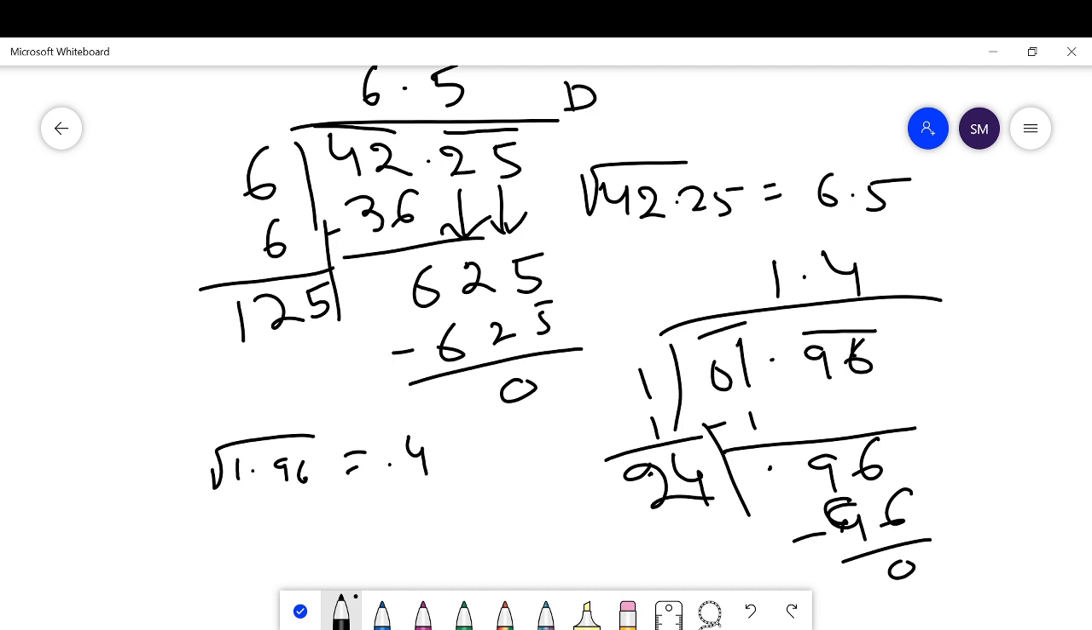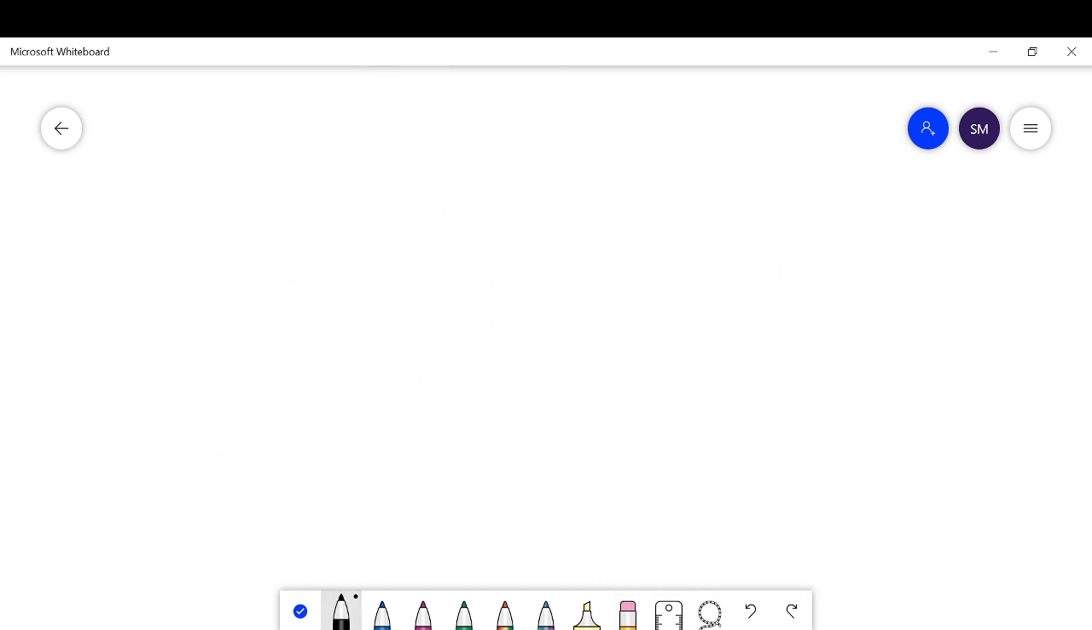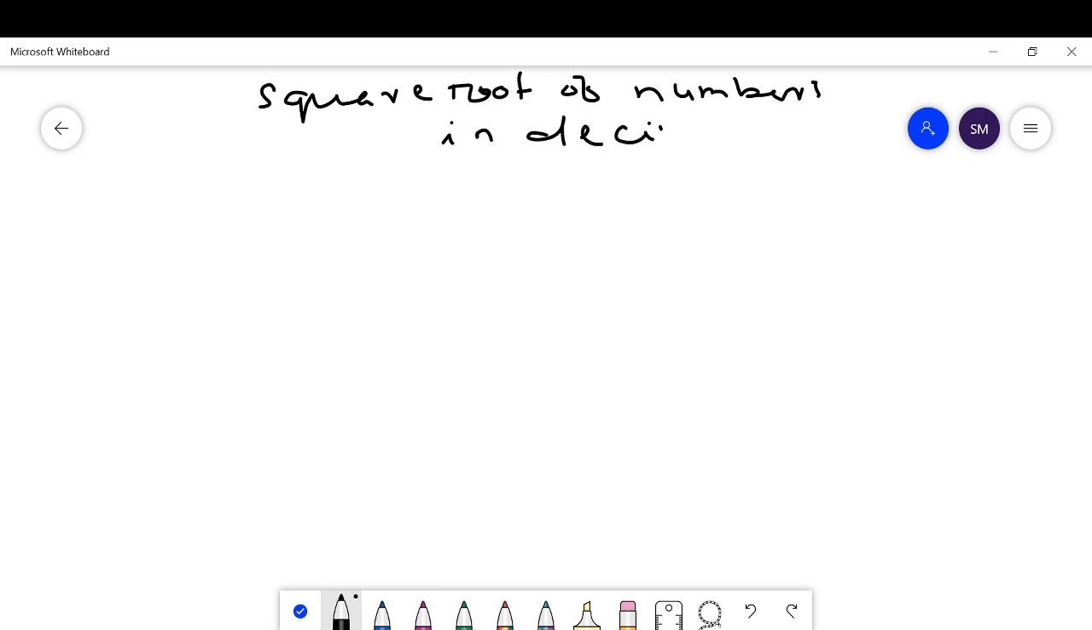This is the square root of numbers in decimal form. Solve. Look here. What is this? Square root of numbers in decimal form.